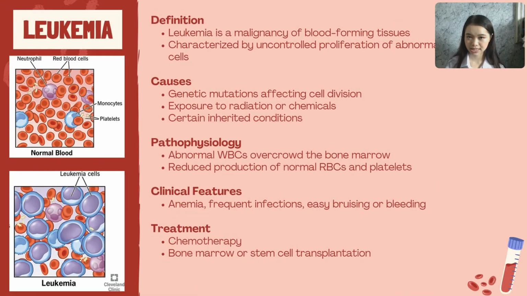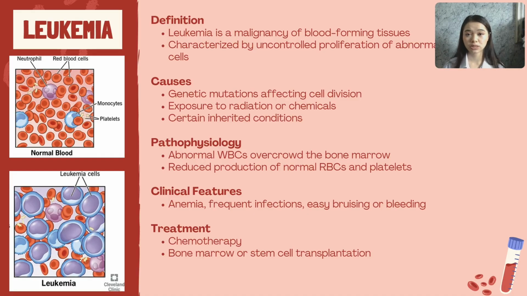Leukemia is a malignancy of the blood-forming tissues, primarily affecting the bone marrow, and in leukemia, abnormal white blood cells proliferate uncontrollably and crowd out normal blood cells. As a result, patients may develop anemia due to reduced red blood cells, frequent infections due to dysfunctional white blood cells, and also a bleeding tendency due to low platelet counts.